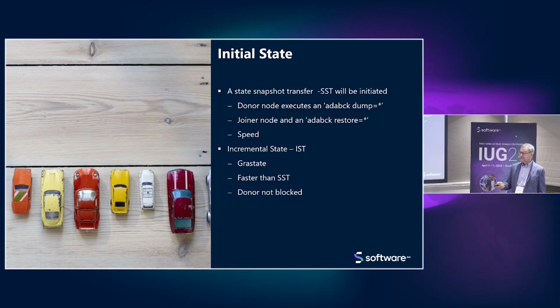So the other way of doing the initial state is the incremental state, which is actually a delta state. So if one of the nodes has been lost from the quorum and it comes up again, then it's going to try and do an incremental state. That's the delta, and it's going to look at the GRA state file in order to see the delta information and to be able to synchronize faster than an SST and not to have to block the donor.